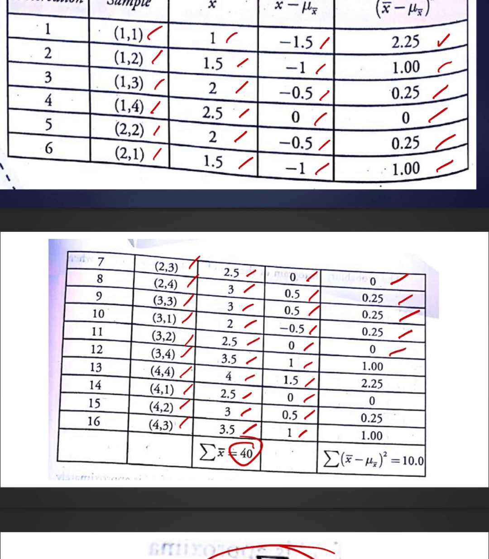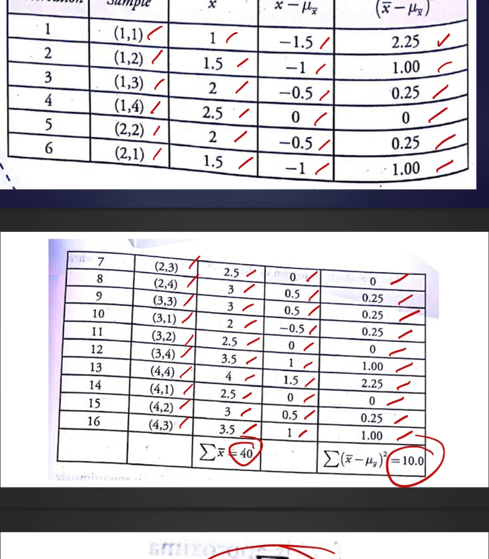The square of negative 0.5 is positive 0.25. The square of 0 is 0. The square of 1 is 1.00. The square of 1.5 is 2.25. The square of 0 is 0. The square of 0.5 is 0.25. The square of 1 is 1.00.